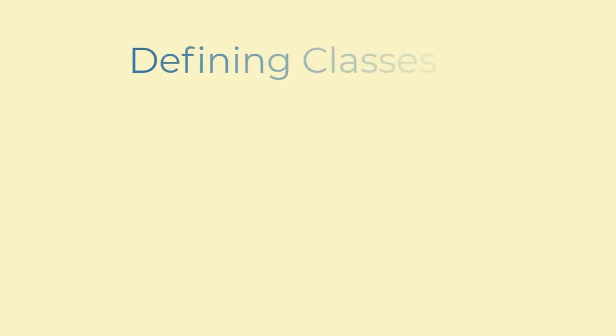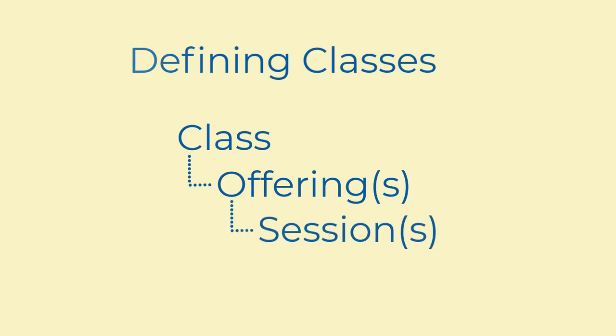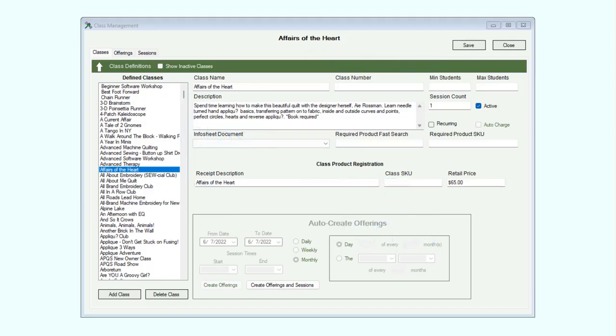In Dragonfly, defining the classes that you offer is a 3-level activity. The first level is the class itself, which defines some basic information about the class. Next, the class offerings define the dates that a class is offered to customers. Finally, the class sessions are the individual class meetings within a class offering. This lesson covers the creation of the class itself. There are separate lessons for class offerings and class sessions.